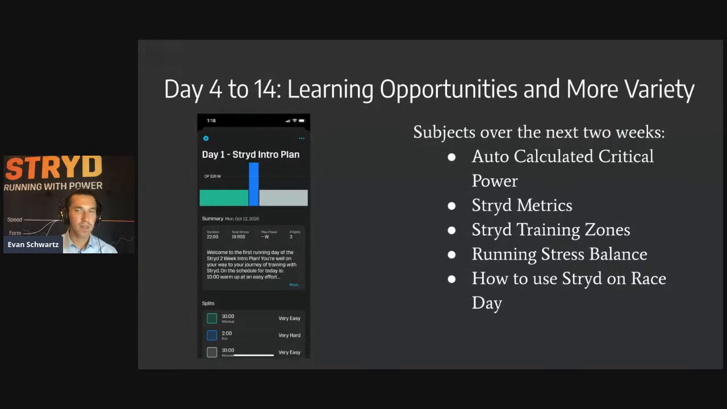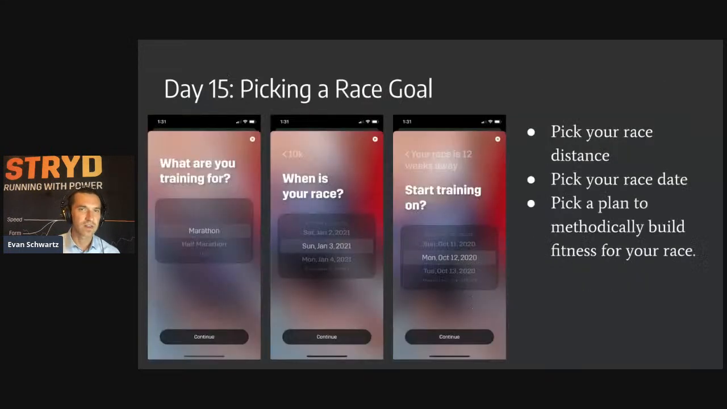And it might be something that you do at the beginning of a training block before you start into a 5K, 10K, half marathon, full marathon training, just to make sure you're in the swing of things and you're refreshed on all of the different things in the Stryd ecosystem. So day 15, let's say you finished the Stryd intro plan, you ran a great 5K time trial, you have a very accurate auto-calculated critical power.